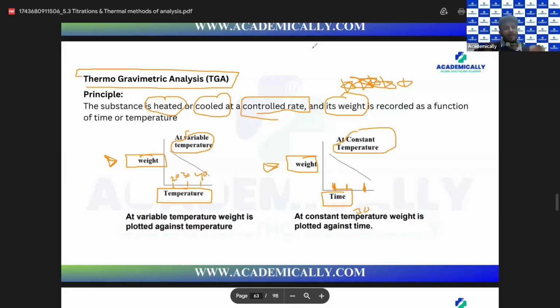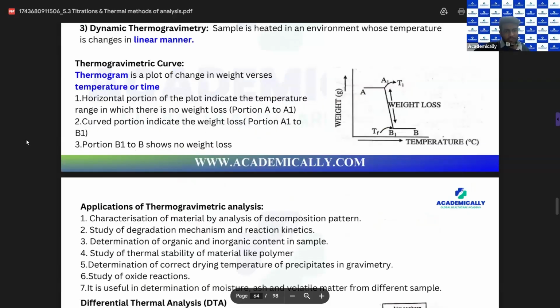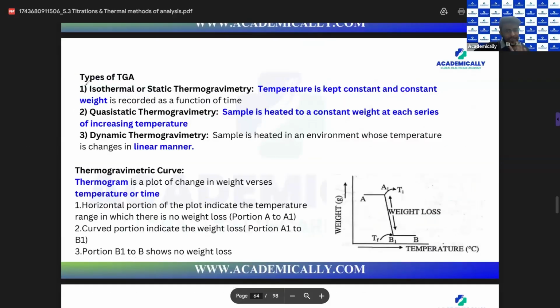So these are the two comparative charts that you need to keep in mind for the TGA. Correct? You must write these down. So there are three types of TGA, not to be studied in detail. GPAT में कभी नहीं पूछा है, but it is only for your knowledge. Isothermal, constant temperature. Quasi-static, constant weight.